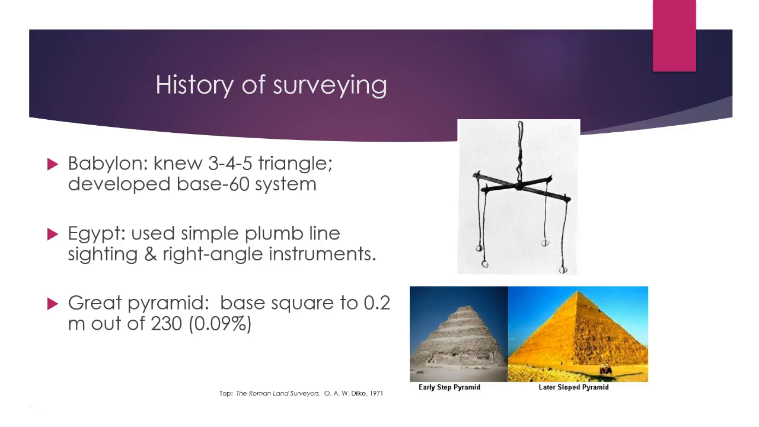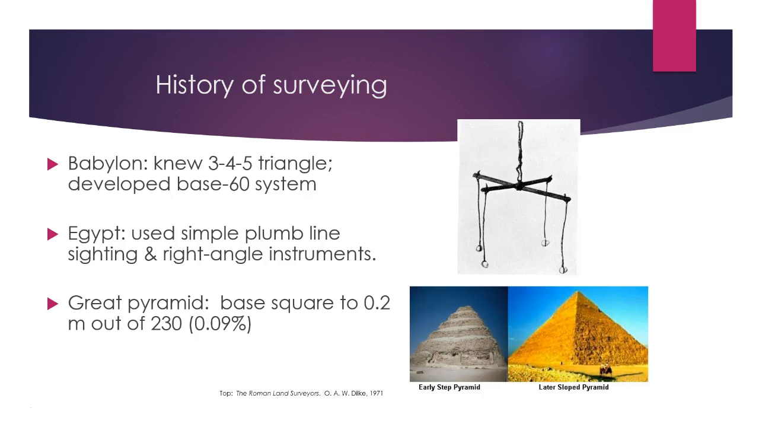So, there's different types of pyramid construction. You can see those there in the photographs. We know that they used some type of simple plumb line and right angle instruments. Obviously, that's what they needed to be able to create those pyramids.